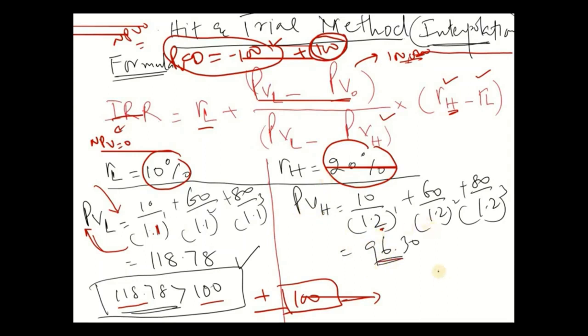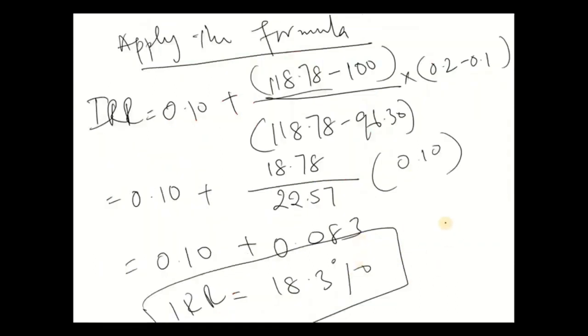Now we have 100 here. We have got 118.78 at the rate of 10%. It means when we use 10%, this is the answer, and when we use 20%, our answer was 96.30 at the rate of 20%. Now you can ask me, sir, what rate should we use? So you can use any two rates. You can use 5% and then 25%, then you can easily get the answer.